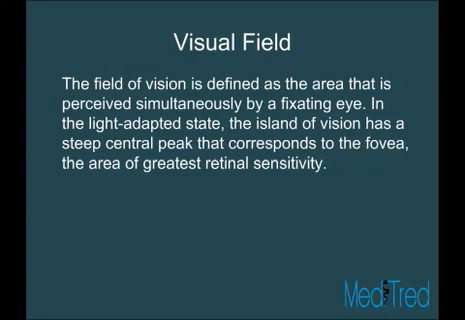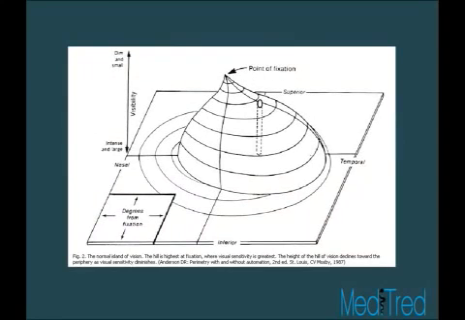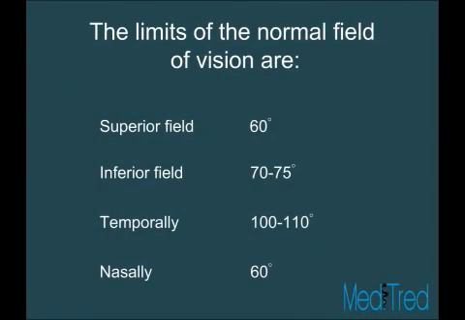The field of vision is defined as the area that is perceived simultaneously by a fixating eye. In the light-adapted state, the island of vision has a steep central peak that corresponds to the fovea, the area of greatest retinal sensitivity. This is a schematic of what we mean by the hill of vision, and you'll see that the point of fixation is the highest point of retinal sensitivity. The limits of the normal visual field are 60 degrees superiorly, about 70 to 75 degrees inferiorly, greatest temporally at over 100 degrees, and nasally about 60 degrees.